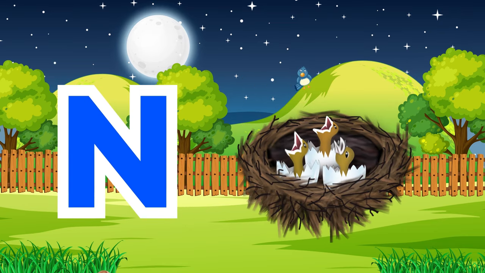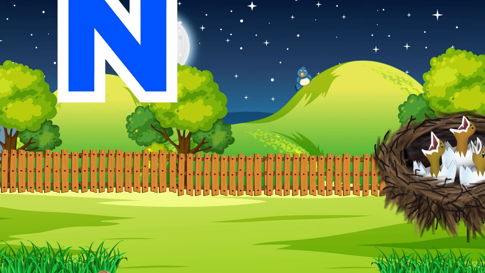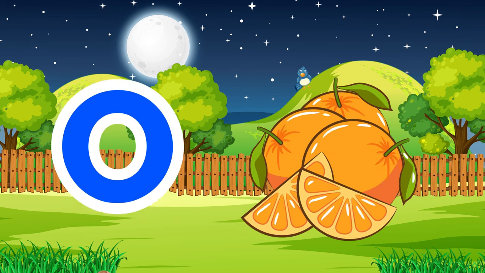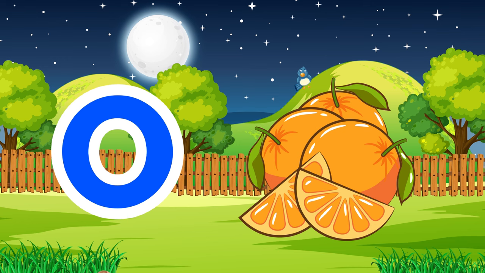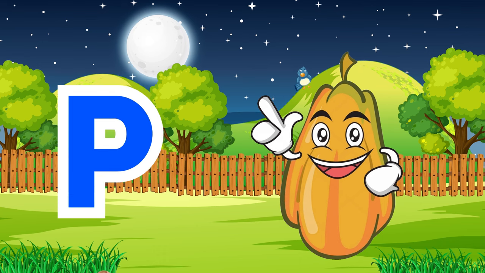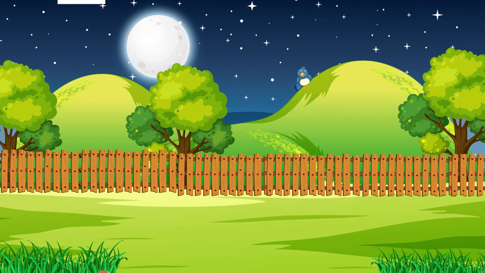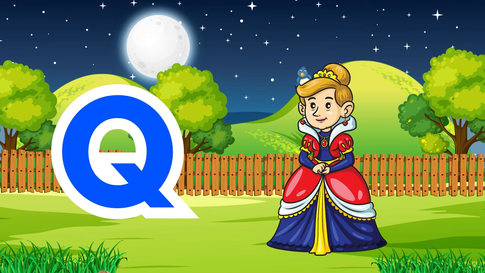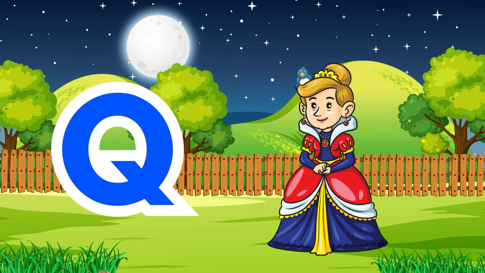N for nest. Nest means ghosla. O for orange. Orange means santra. P for papaya. Papaya means papita. Q for queen. Queen means rani.